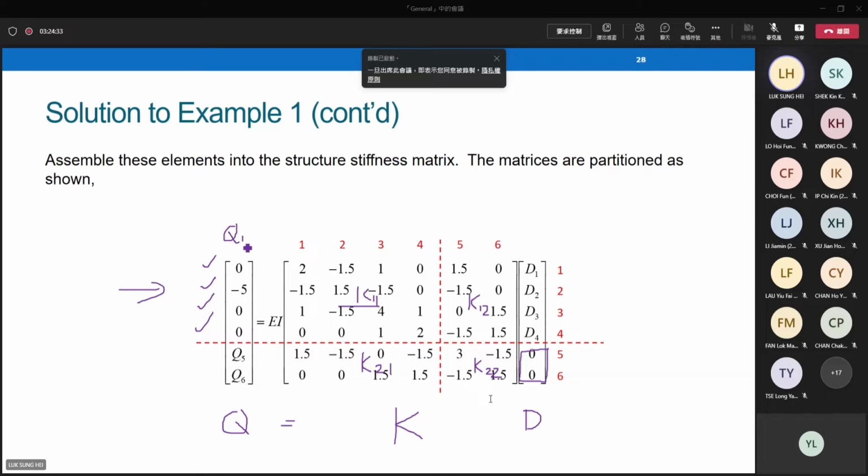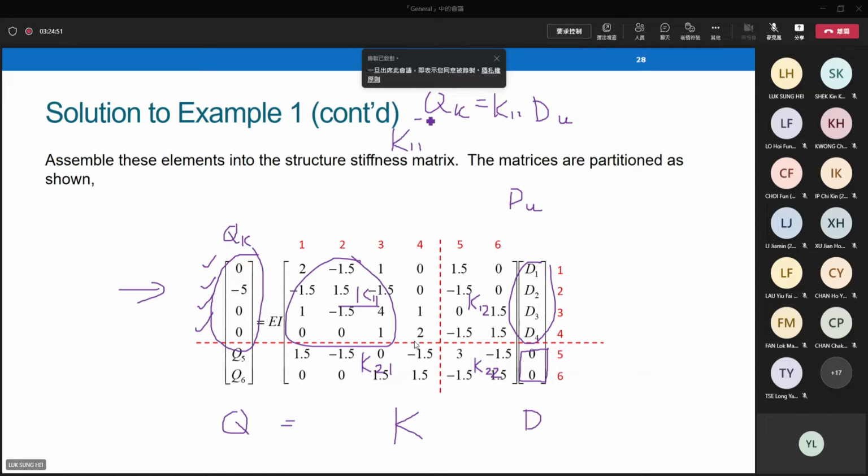You can use matrix inverse. This is QK. This part is QK. This is K11. This is DU. Right. QK equals K11 DU. So if you use matrix inverse, you can also find out DU. K11 inverse times QK equals DU. Depends on which skill you would like to use. Matrix inverse or solving 4 simultaneous equations.